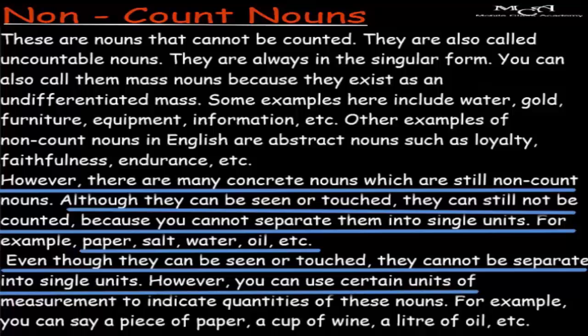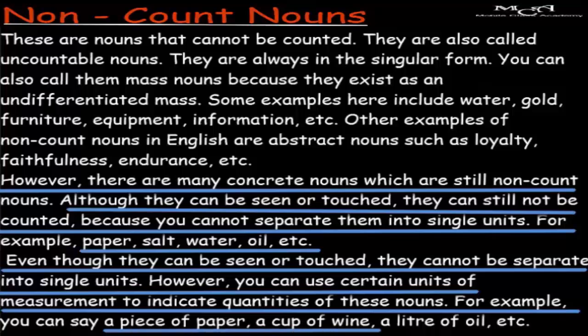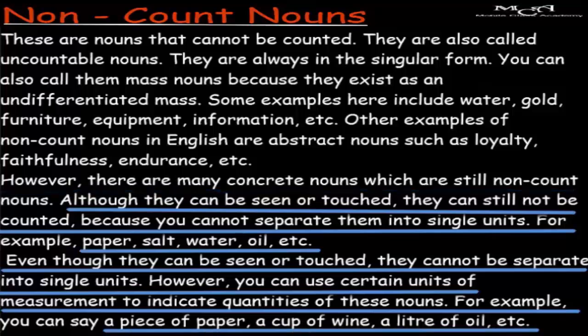However, you can use certain units of measurement to indicate quantities of these nouns. For example, you can say a piece of paper, a cup of wine, a liter of oil, etc. I've explained these. So these are non-count nouns. So far, we've looked at nouns from different perspectives. We've looked at nouns from the character. We first of all defined what a noun is, and then we said a noun is a naming word. We said what? A noun is a naming word.